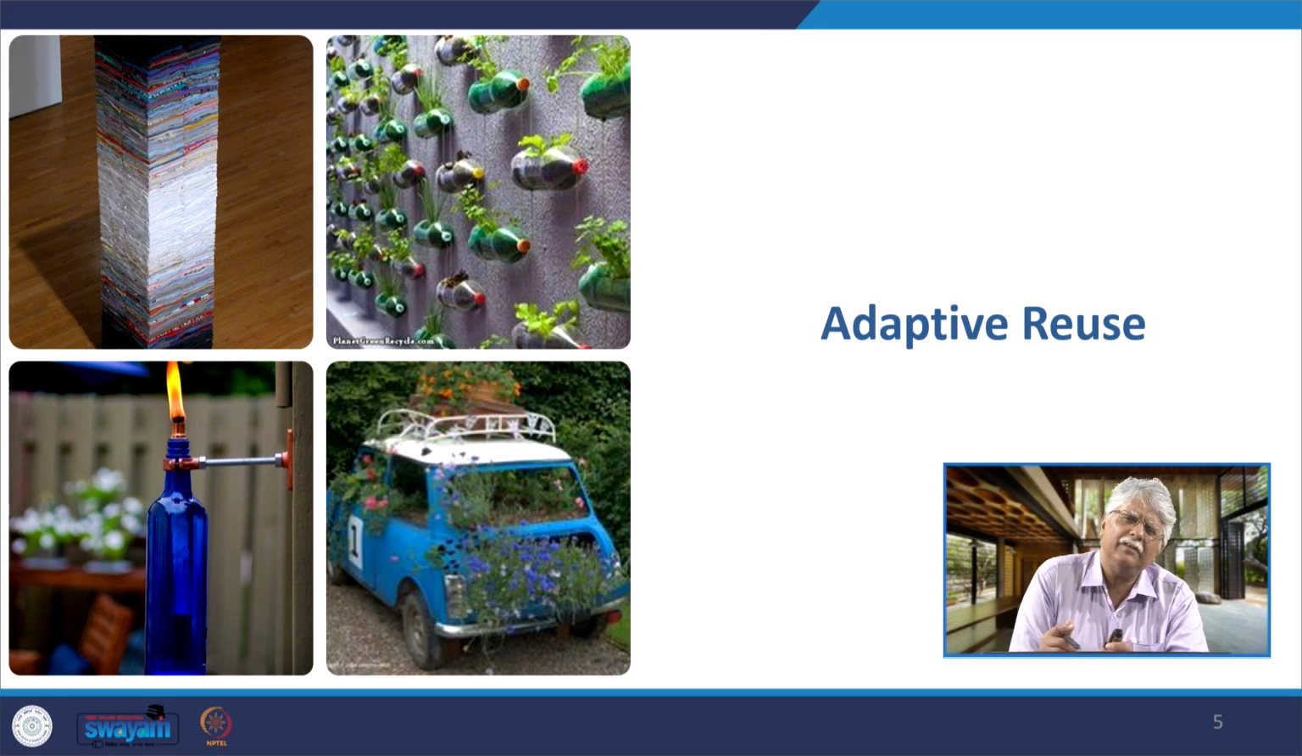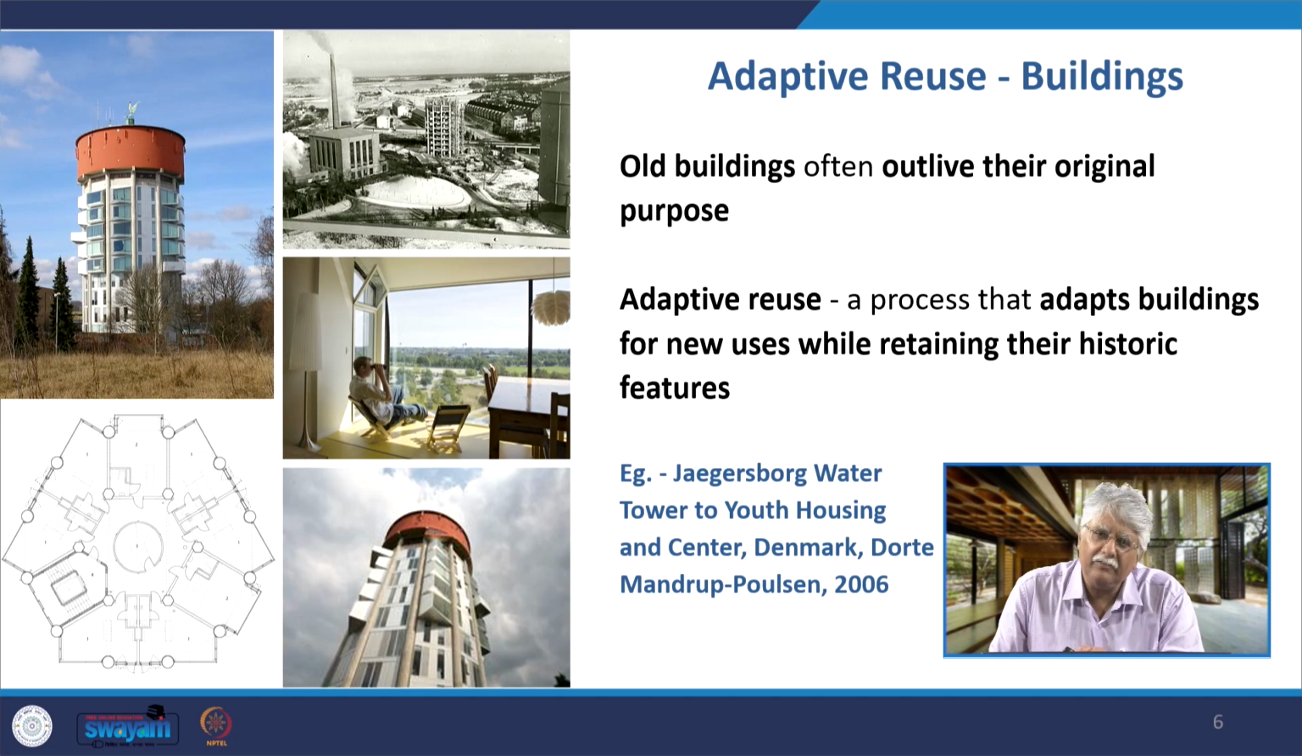There are some very simple examples, like the use of water bottles as a landscape arrangement, or again a water bottle as a candle, or an old vehicle as a landscape feature. These are all examples of adaptive reuse. In buildings, when old buildings outlive their original purpose, they can be reused, and this process of adapting buildings to a new use while retaining their historical value or features is called adaptive reuse.